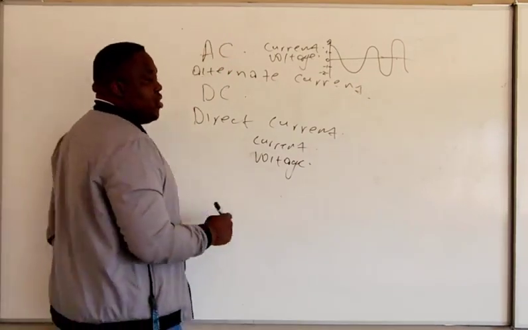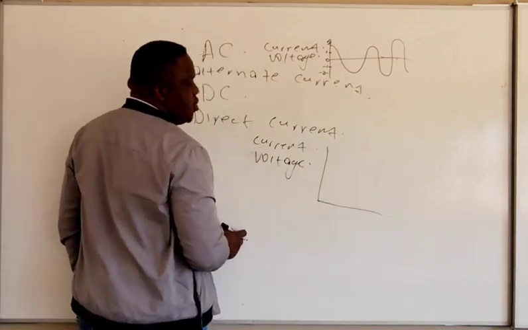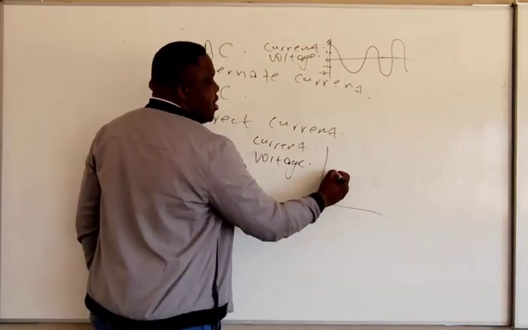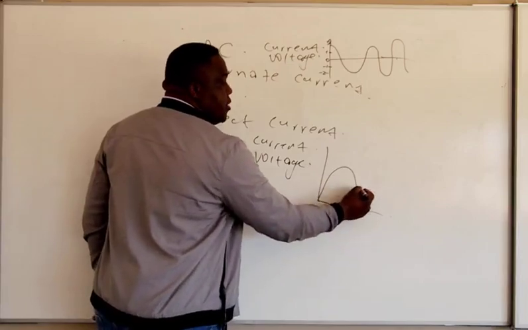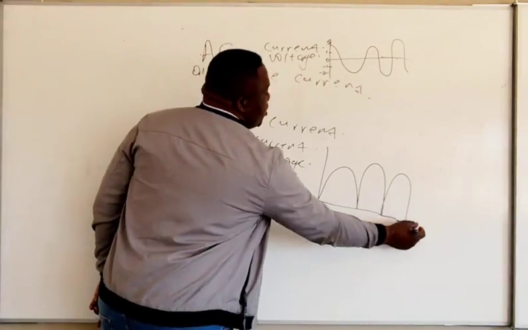Then this one, because it's direct current, where current is moving in the same direction and continuously, it means that if it is current, we're going to have a graph like this, and we represent that like this.